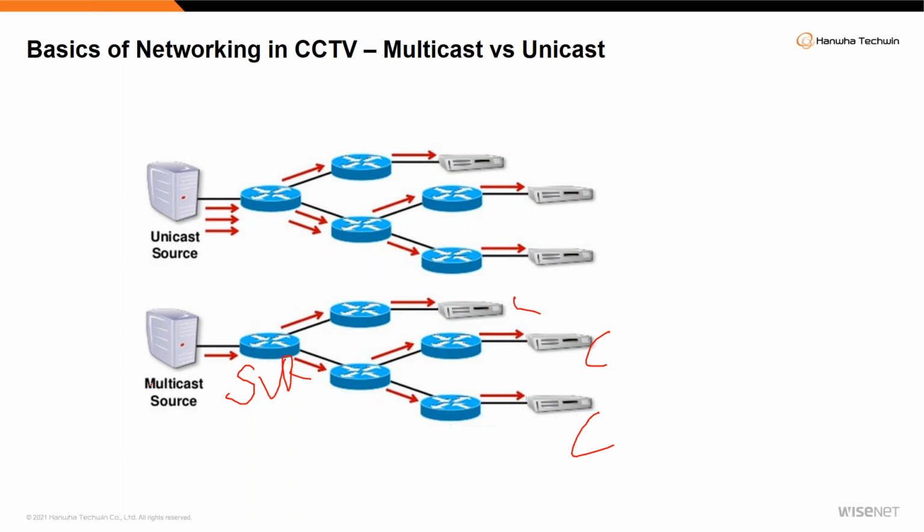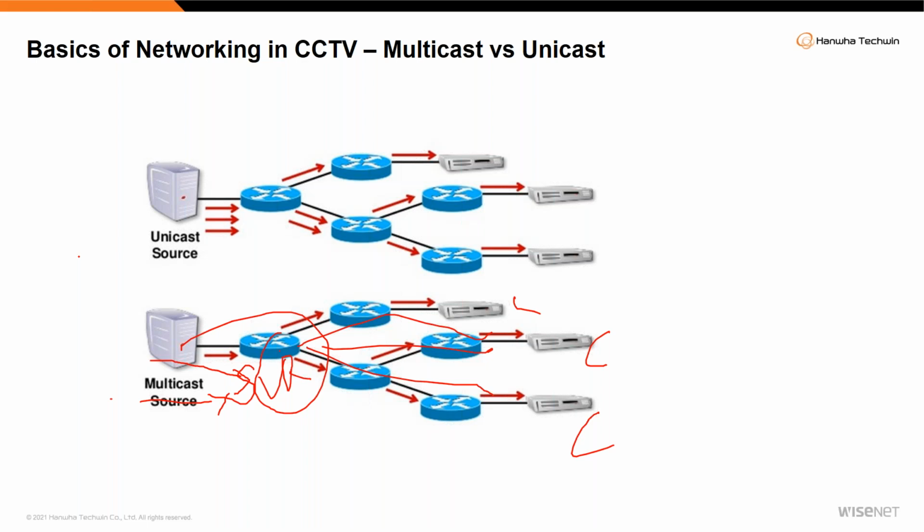The camera will still send one data, one live view and one recording stream. The switch will make the copy and send all the live view copies here and there. If all three are recorders, it will send a copy of the recording stream to all three recording servers. Or this particular server will make the copy and send it. The server will still communicate by unicast to the camera, but from the server onwards, it will all be multicast.